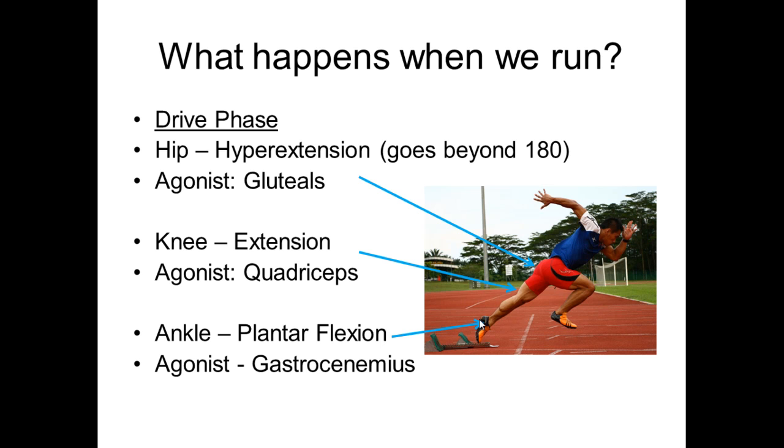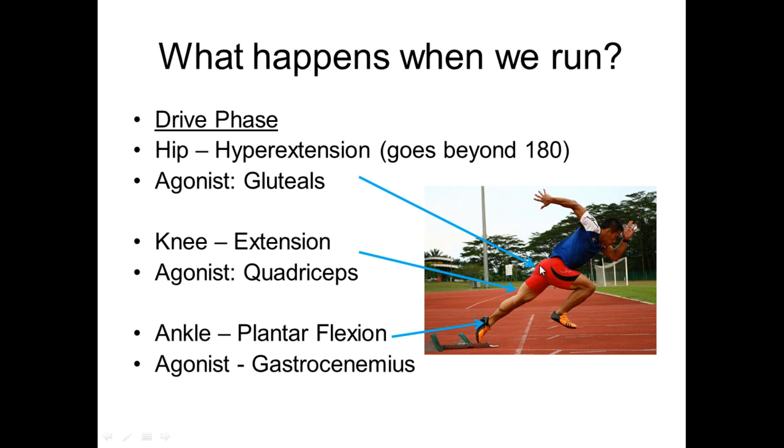Now in order for your heels to be raised and your toes to be pointing down, that's plantar flexion, and the agonist for this is the gastrocnemius. So at this point the anterior tibialis is relaxed, and so you've got your three major points there.